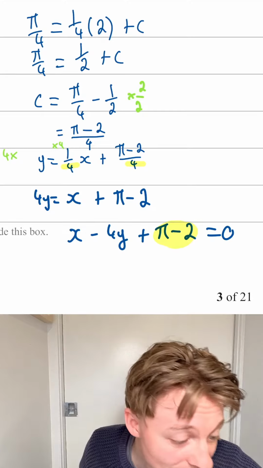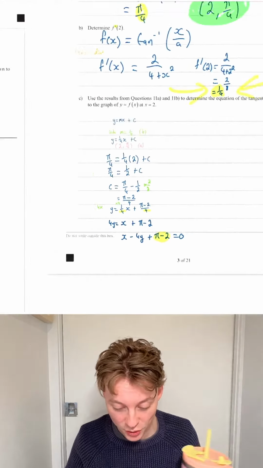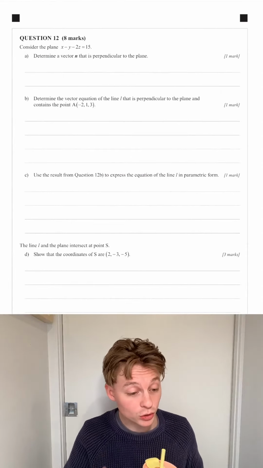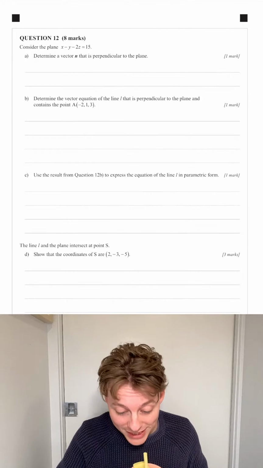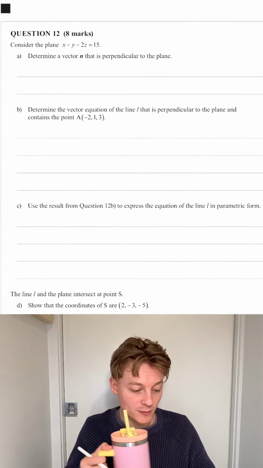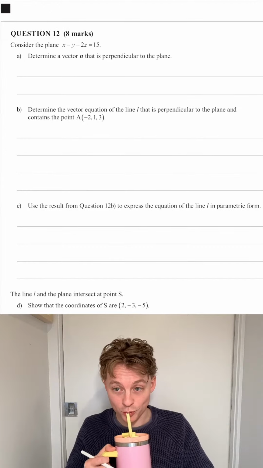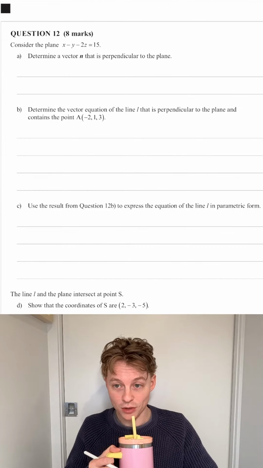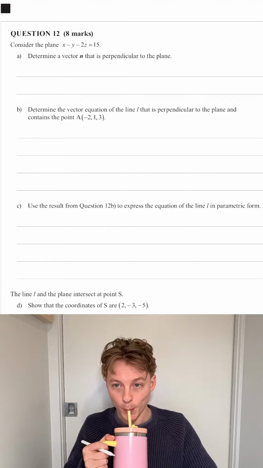Okay. So anyone have any questions about question 1? If not, I'm going to scroll across to question 12. We can start reading question 12. Question 12 is all about vectors. I'm going to have a sip of water whilst you guys read through question 12. I'll obviously read through it as well.